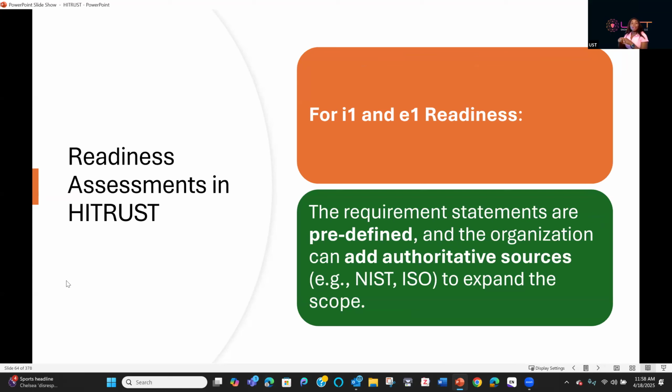While for i1 and e1 readiness, the requirement statements are predefined, right? And the organization can add authoritative sources. So with this predefined statement, they're already predefined. That's why it's predefined. So with that, you can add authoritative sources that you have to expand the scope. If you guys have NIST, HIPAA, and ISO, whatever, then you can add that to expand the scope, but those are already predefined stuff that they have for you guys.